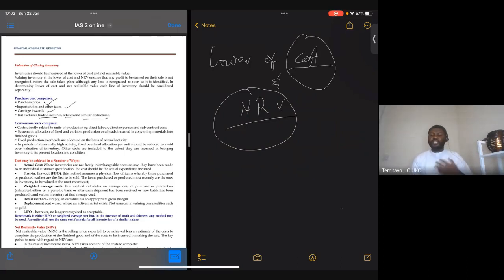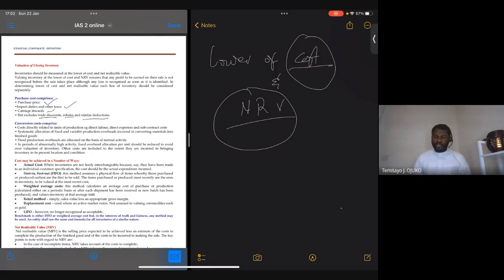So we are saying that when you get a rebate or sales discount on your inventory, you need to reduce it from the cost of your inventory, which means that you should not add it to the cost of your inventory. Now, that is the purchase price. Now, if there's a conversion along the line, probably you bought raw material and you want to convert them into finished goods, you also need to include your conversion cost.